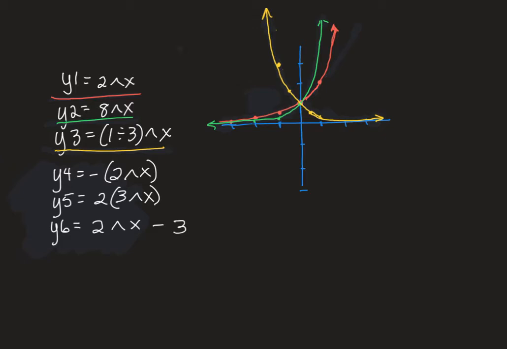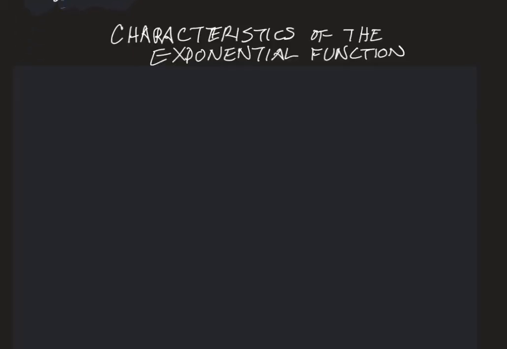Before we leave this page, I want to note that all of these original three functions go through the point (0, 1). So in those equations where it follows the pattern y equals b to the x, we're looking at y equals b to the 0, which is always going to be 1, which is really what that coordinate pair says. Moving on. Let's talk about the characteristics of the exponential function.